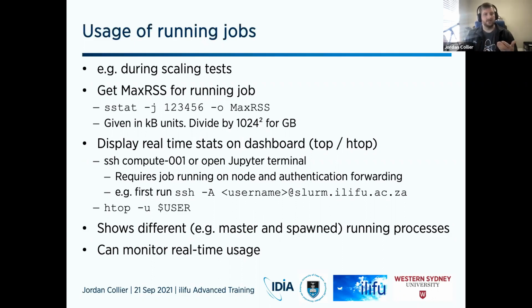In the first case on Slurm, you would first need a job running on that node, and you would need authentication forwarding, which is done with the option -A, so ssh -A, and then your username at Slurm when you first log in. But once you've SSH'd onto the node or opened the Jupyter terminal, you could run htop with the option for your user, and this shows you your real-time dashboard of the different running processes, such as the master process and the spawned ones, and you can monitor your real-time usage.